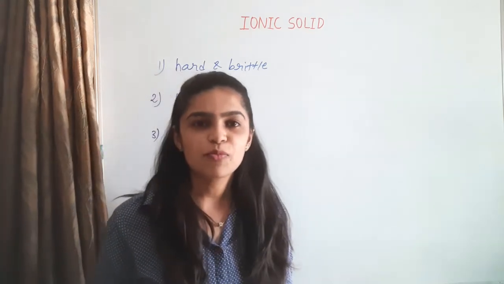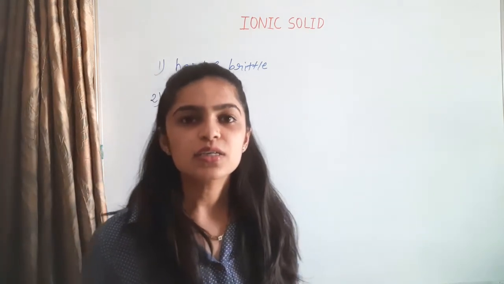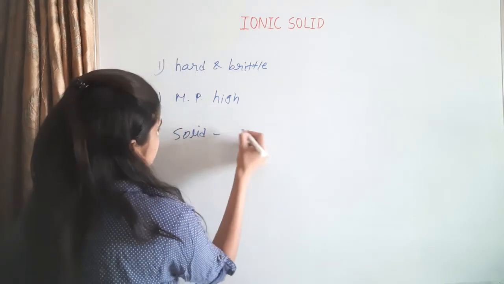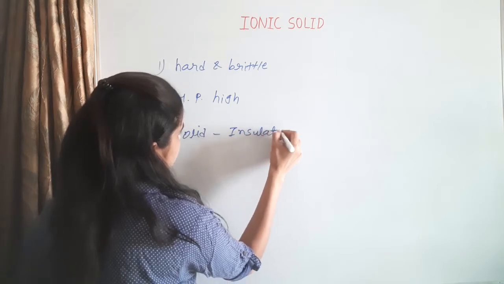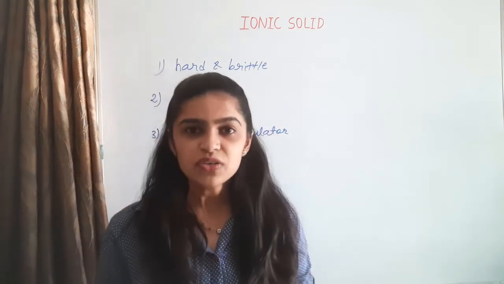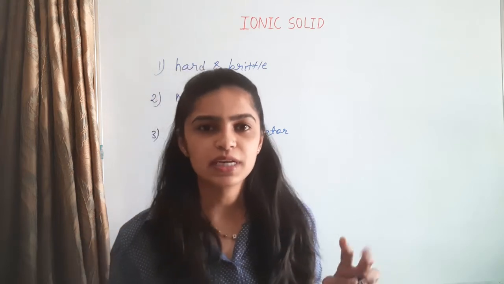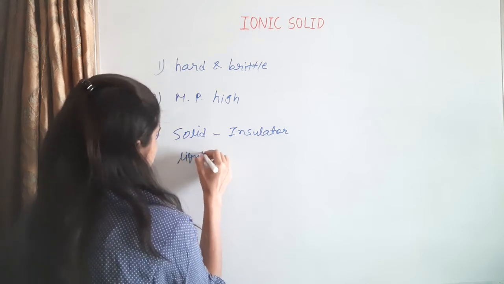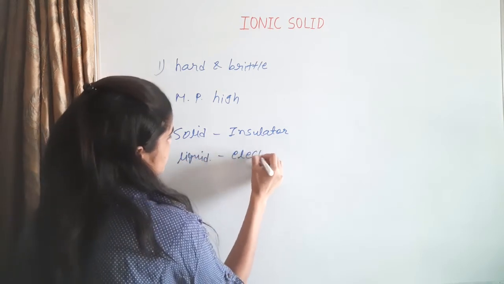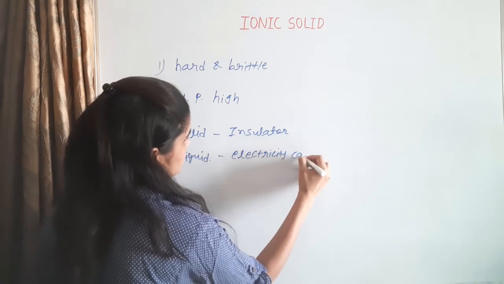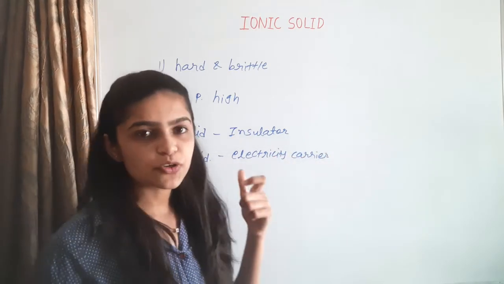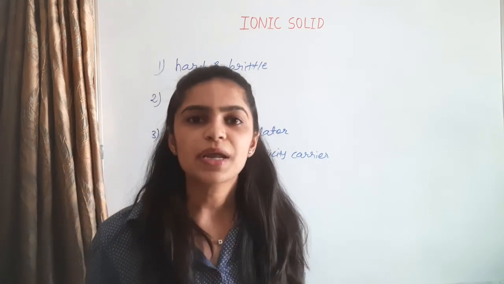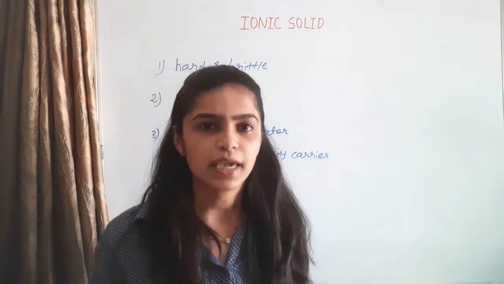Third, ionic solids are poor conductors of electricity in the solid state, so they act as insulators. When the solid is converted into a liquid or molten state, it acts as an electricity carrier. Because in the solid state no free electrons or ions are present, but in the molten state free ions are present, so it acts as an electricity carrier.